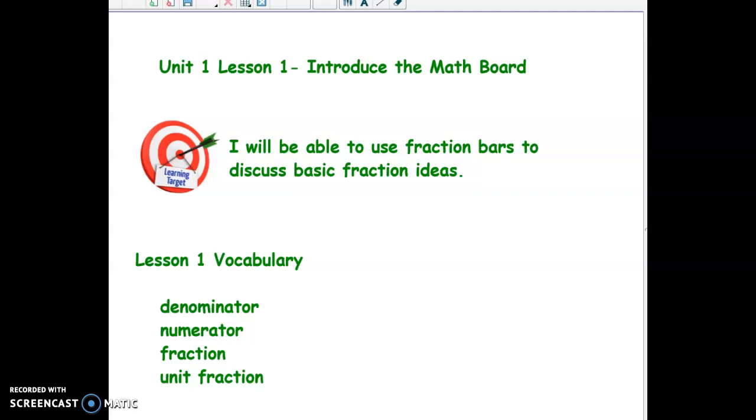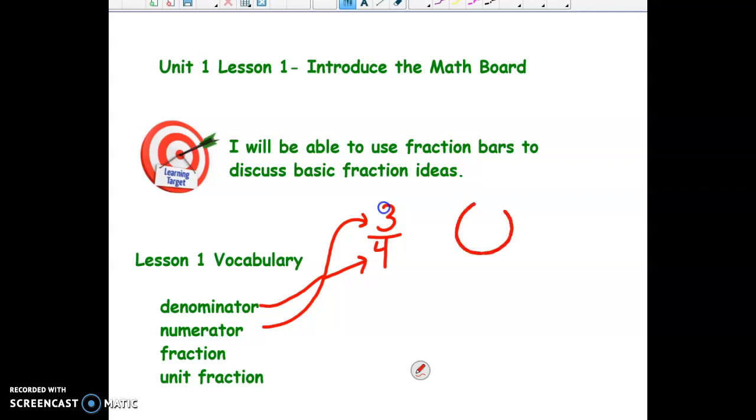I want to go through a few vocabulary words here, and I think you know most of these. So we've got denominator, numerator, fraction, unit fraction. So I'm just going to write a fraction on the board, right? And you remember that the bottom number is the denominator and the top number is the numerator. The denominator tells you how many pieces you're talking about. So if I have a pie, and I cut it into 4 pieces, that's where the fourth comes from, 4 pieces. The 3 comes from how many of those 4 pieces you're talking about. So I'm going to shade 3. So there's my diagram for 3/4.